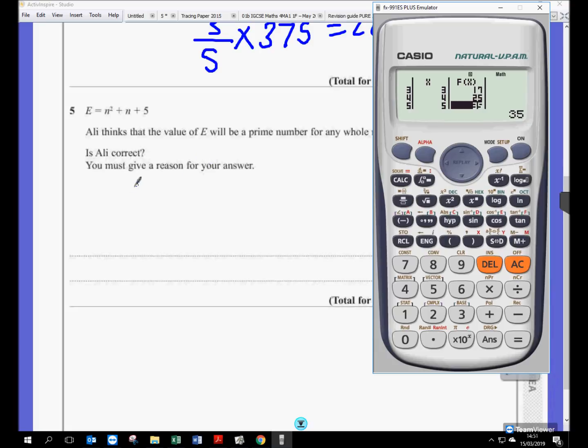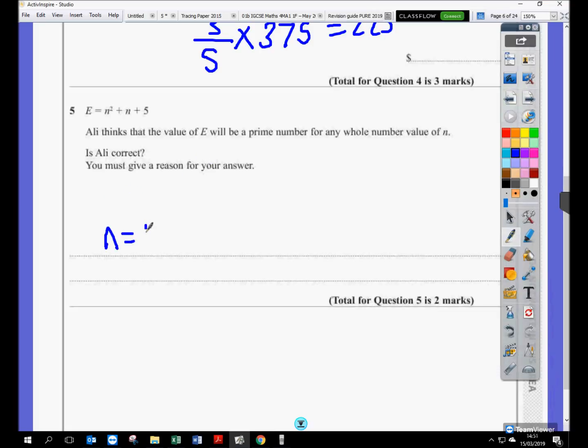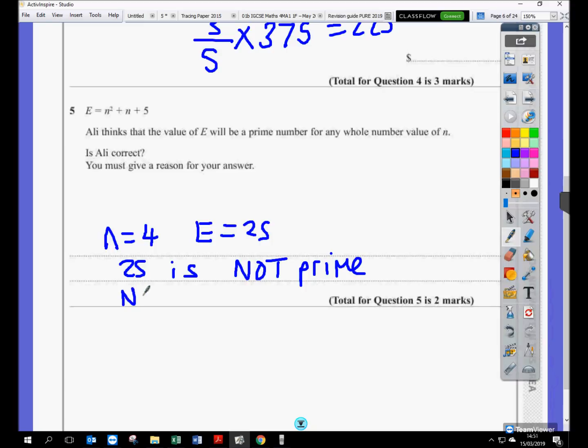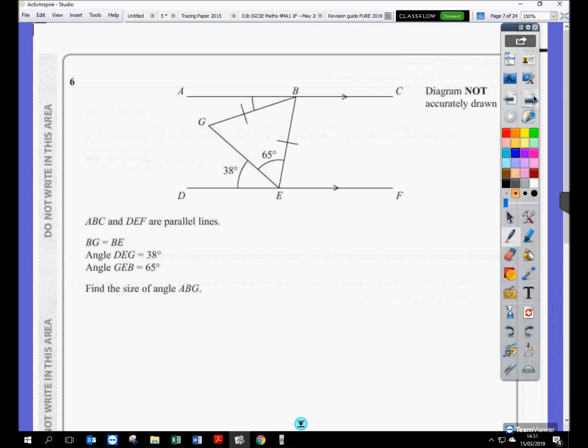So for example, when n is 4, E will equal 25. Okay, 25 is not prime. Is Ali correct? No, Ali is incorrect. Of course, you won't get any marks unless you show some working. So this bit is fine. Next, this one.